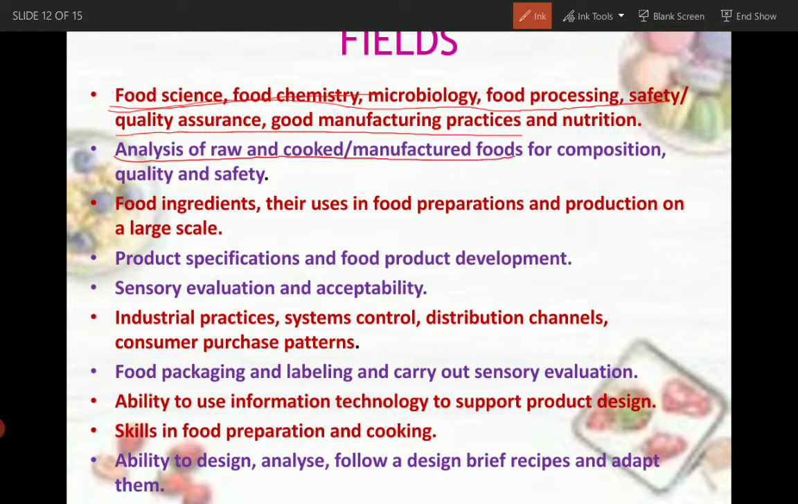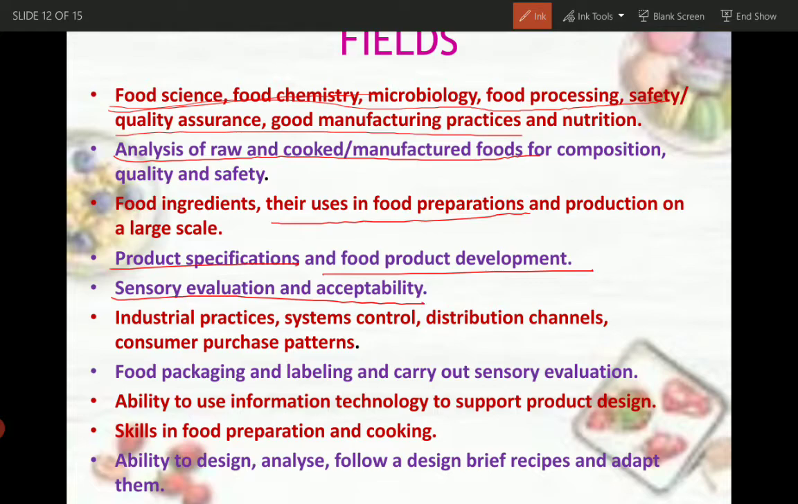Analysis of raw and cooked manufactured foods for composition, quality and safety, कि हमने जो cooked और manufactured foods है या raw है उसकी quality क्या है, how can we keep it safe, stop it from deterioration. Food ingredients, their uses in food preparations and production on large scale. जब हम large scale पे production करते हैं, what are the things that we require? Product specifications and food product development. What are the new products which we are planning to develop?